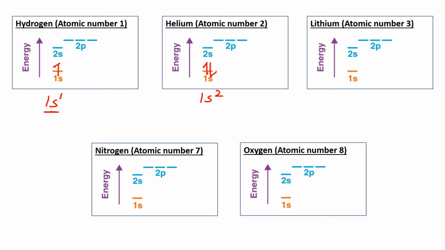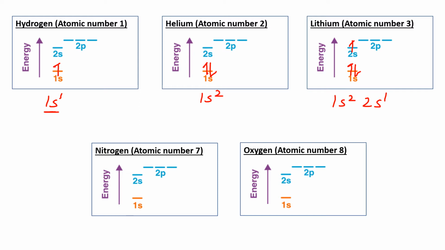Now let's talk about lithium. Lithium has atomic number 3, which means it has 3 electrons. So it will have 2 electrons in 1s and the third electron will go in 2s and not in any other orbital, because the next orbital having higher energy than 1s is 2s. So the electron configuration of lithium would be 1s2, 2s1. This is the electronic configuration of lithium.